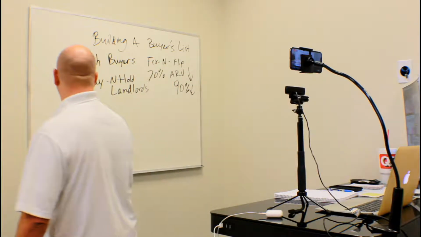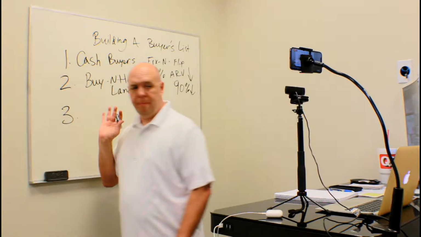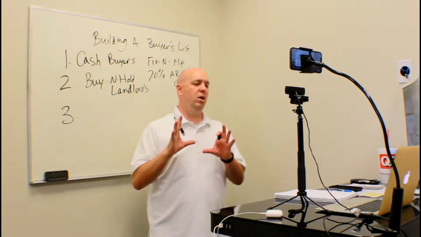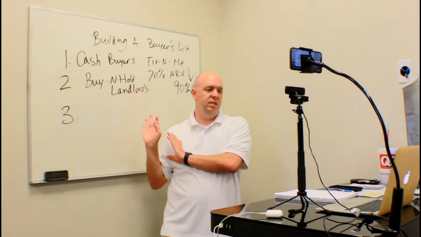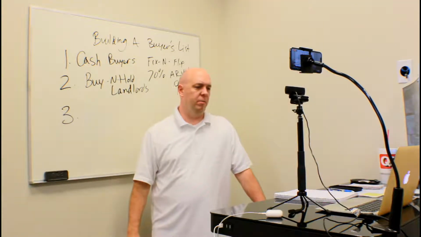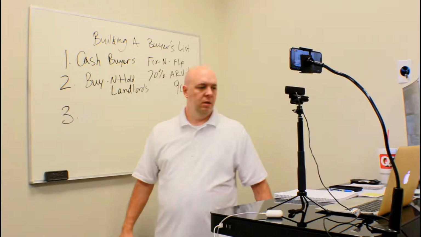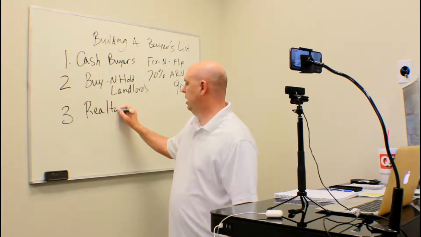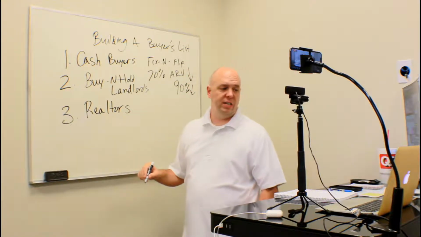So number 3, the third type of buyer we want on our buyers list is the buyer that controls 95% of all real estate transactions in almost every market. Retail or agent? Realtors, yeah, agents. They control about 95% of the transactions.